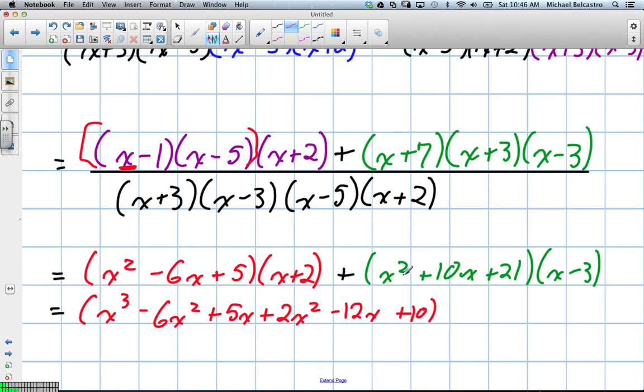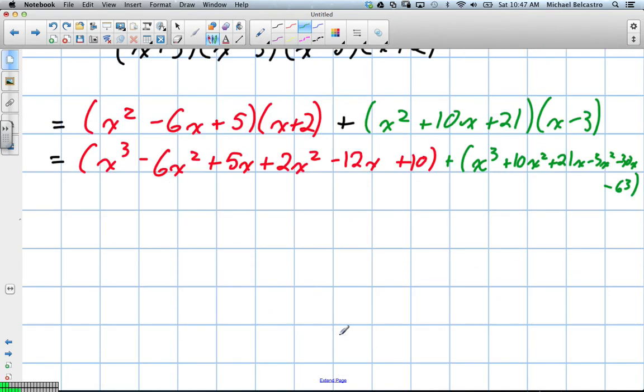Okay? That's the one in red. x cubed. Do you see what I'm doing here? Yeah? Okay. Plus 10x squared plus 21x minus 3x squared. I'm trying to fit it all in. Minus 30x minus 63. And bracket. Got a little too long there.